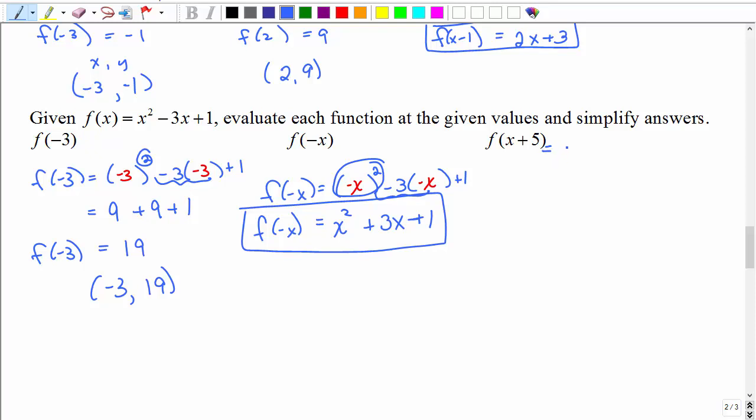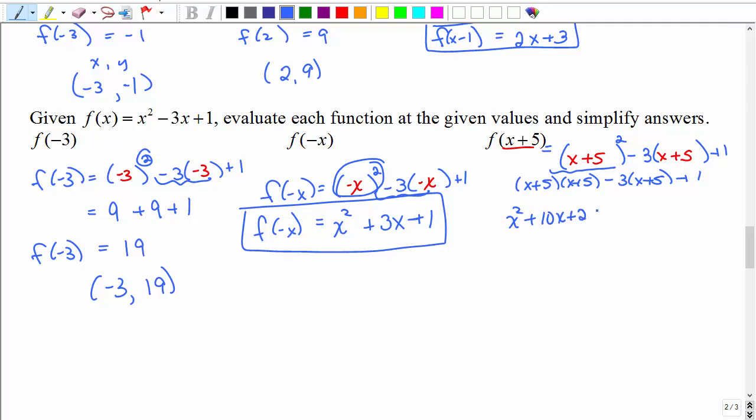Okay, now f of x plus 5. All right, so it's going to equal this squared minus 3 times this plus 1. So everywhere there's an x, I'm putting in an x plus 5. Might not have allowed myself a lot of room, so I have to FOIL that out. Remember, that's x plus 5 times x plus 5 minus 3 times x plus 5 plus 1. So go. Again, FOILing that out, collecting like terms, distributing the negative 3. And I should have put equal signs here. So again, didn't leave myself a lot of room.